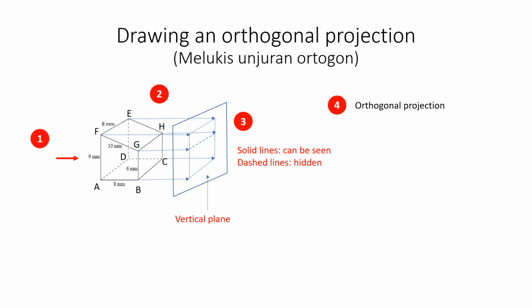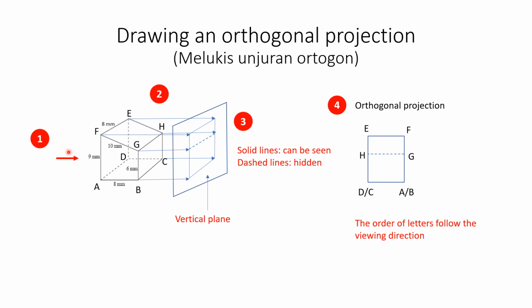And the last step, we draw the orthogonal projection with actual measurement. Remember to label all vertices and side lengths. The order of letters should follow the viewing direction.